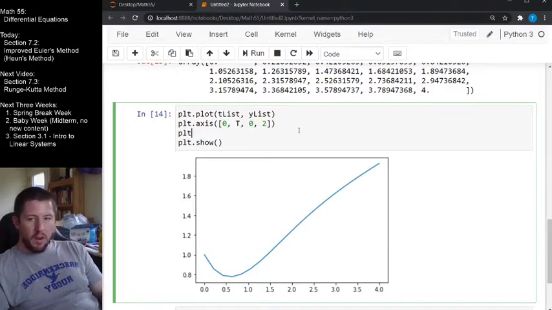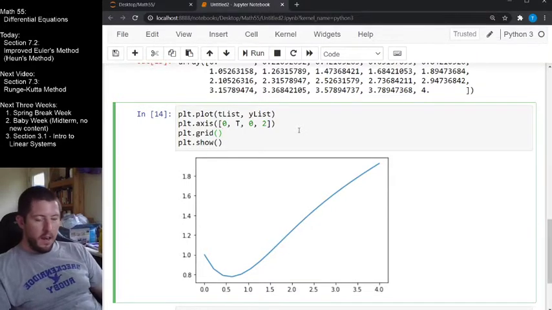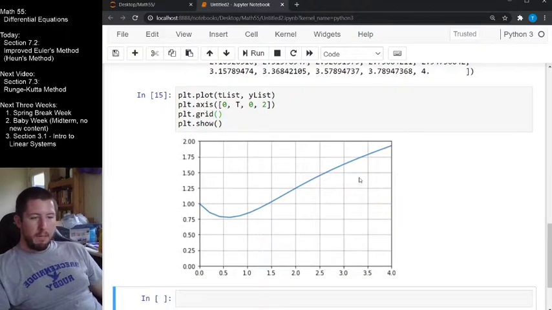I also really like to have a grid on this. I just feel like it's easier for me to read this with the grid. That's a personal aesthetic preference right there. But now we get maybe a slightly better looking graph.